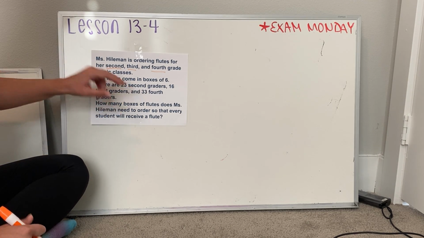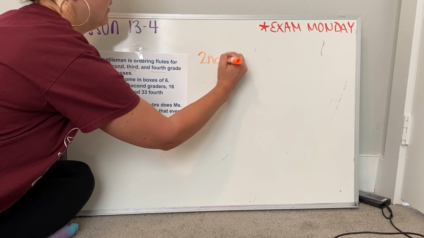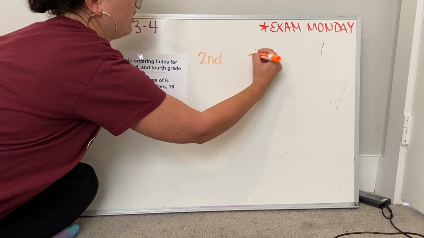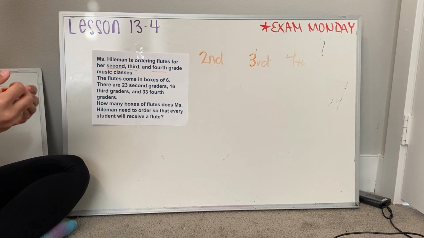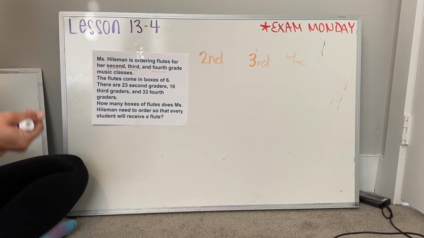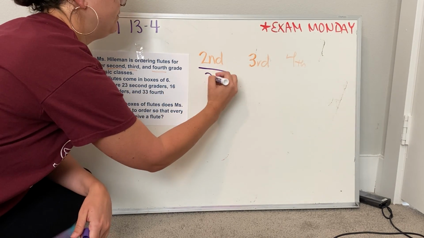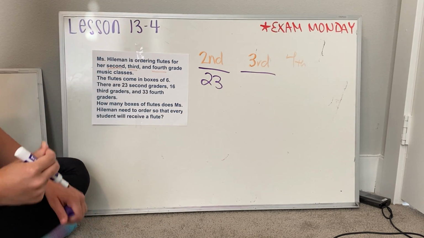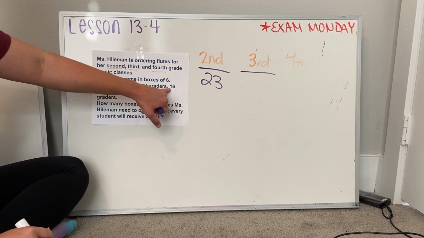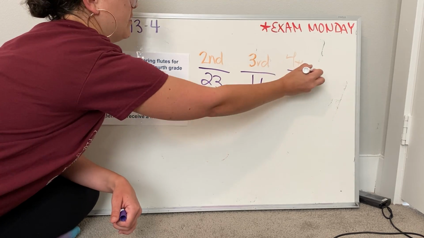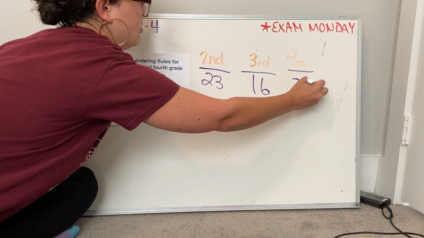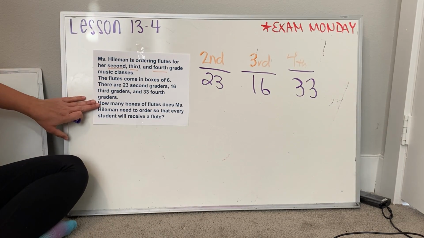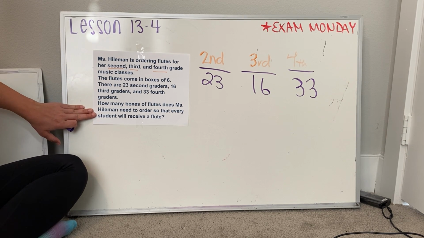So there are 23 2nd graders. I'm going to write 2nd, 3rd, and 4th. Sorry, that is a very light marker. In 2nd grade, there are 23 children. In 3rd grade, there are 16. And in 4th grade, there are 33 children. How many boxes of flutes does Miss Heilman need to order so every student will receive a flute?